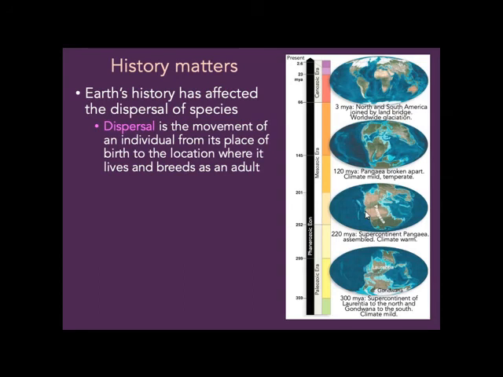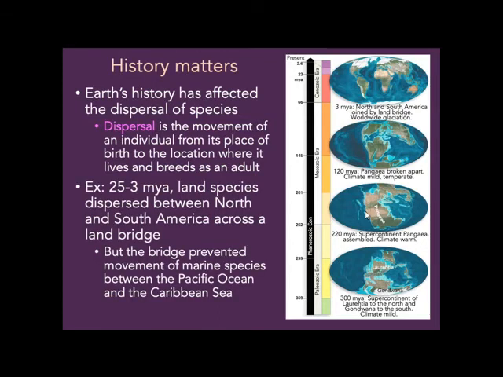All right, another factor that dictates where you find things on Earth has to do with the historical relationship. So we know that the history of the Earth has affected the dispersal of species. By dispersal, we mean the movement of an individual from where it was born to where it will live and breed as an adult. So we know that the movement of the continents has affected the ability of different groups to disperse. So this is kind of the history of the Earth here, going from 400 million years ago to the present, okay?